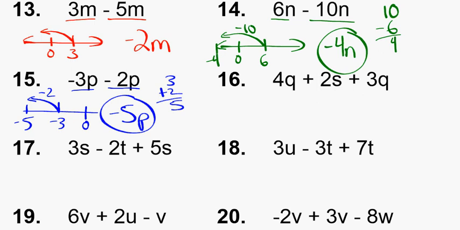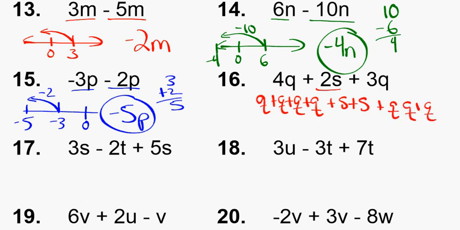Number 16. Notice we have 4 Q's, but next, these are S's. I have 2 S's, and then I've got 3 more Q's. And so we can only combine like terms. I can combine my 4 Q's with the other 3 Q's, which is 7 Q's, but I cannot combine those with the 2 S's. The 2 S's have to stay separate.